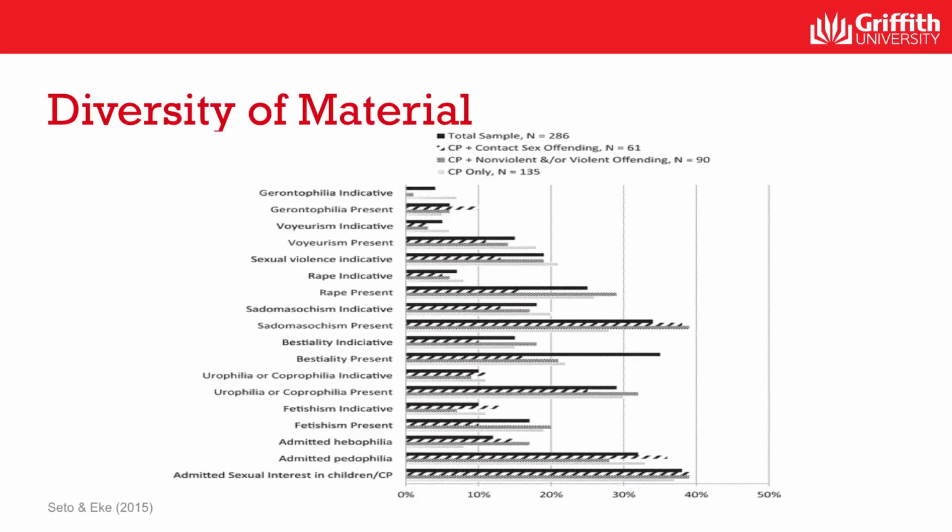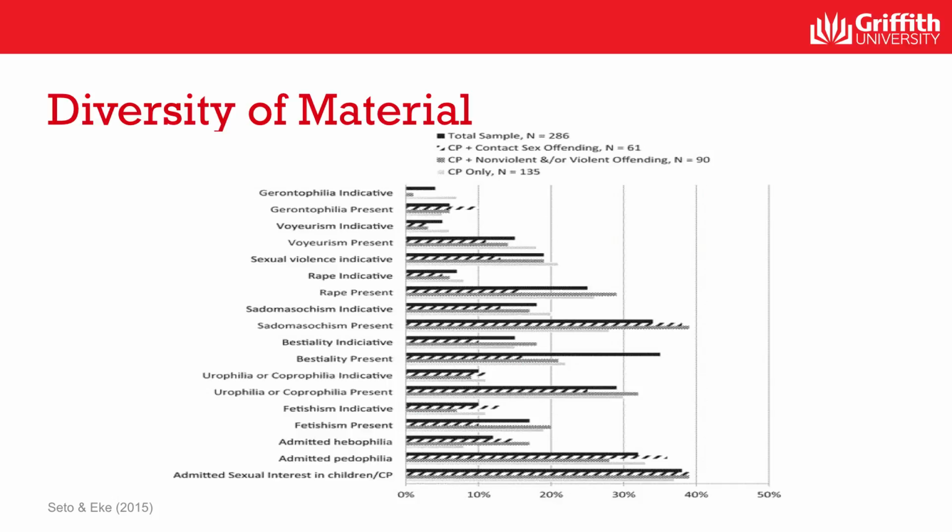Moving on to this slide. I think this shows some of the breadth of behaviour. I'm not sure how visible it's going to be. Essentially, the different coloured lines indicate the different groups: the total group, those who committed contact sex offences, non-violent and or violent offending, so people who have recidivated from the antisocial side of things, or child pornography only. And you can see an interesting diversity here.